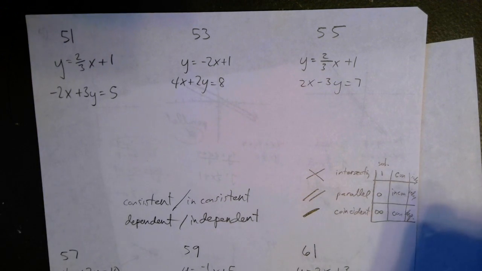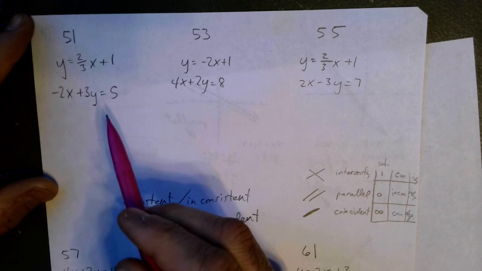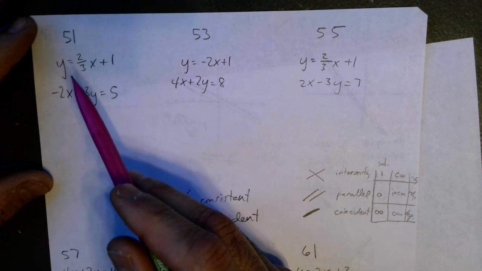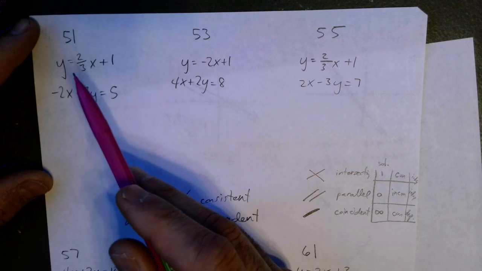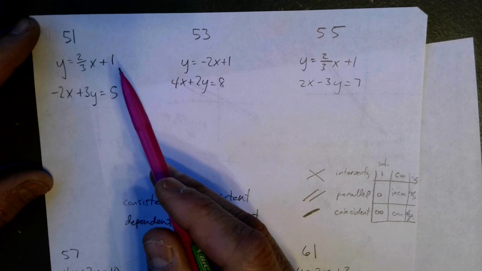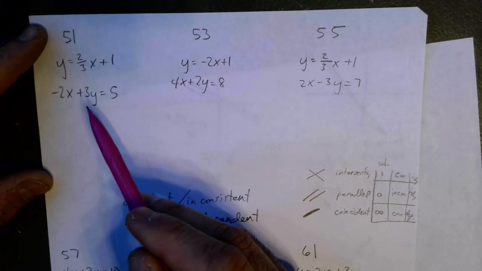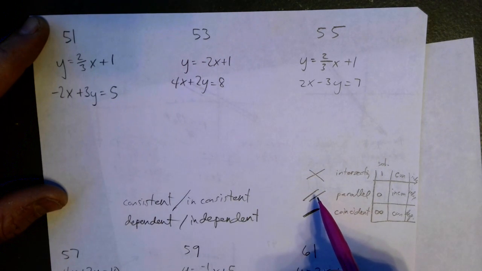Okay, the last 6 problems involve some new terminology. There's no graphing involved with these problems. Instead, we want to make sure both equations are in slope-intercept form so we can see the slope and the intercept. What we're trying to find out is if the slopes will be the same. Because if they're the same, then maybe they're parallel.